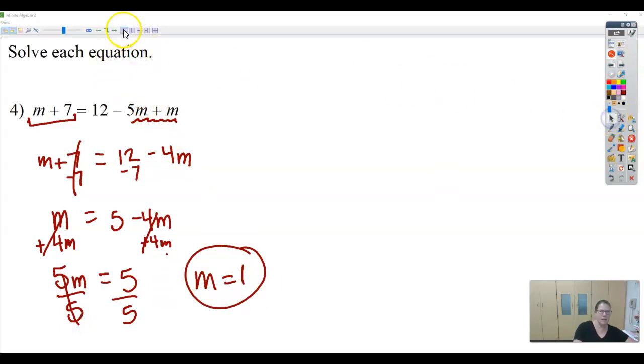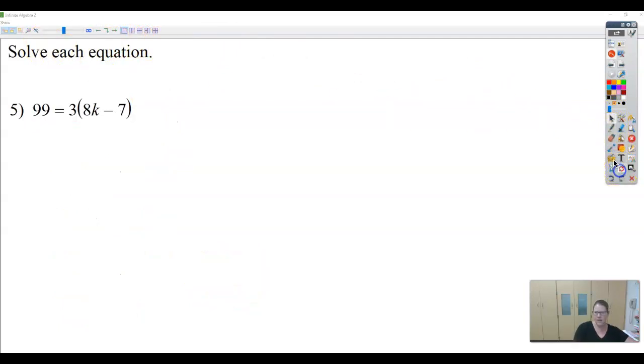Alright, let's try something slightly different. Notice in this one that we have some parentheses here. All those parentheses tell me is that everything inside the parentheses needs to be multiplied by this 3. Since I don't see anything between 3 and the parentheses, that means it's being multiplied. Because the parentheses are there, I need to multiply everything inside by that number. So this would be 99 equals 8 times 3 is 24, so 24k, and 3 times negative 7 is negative 21.